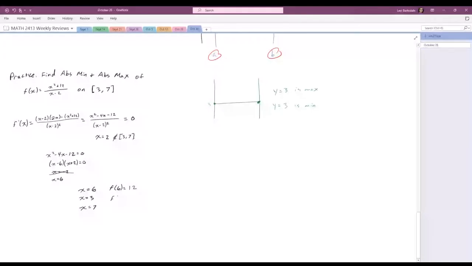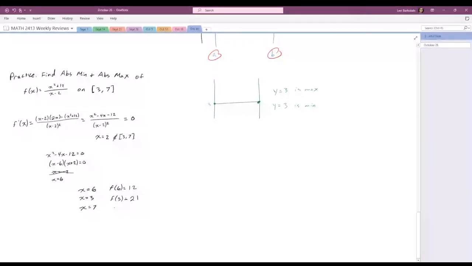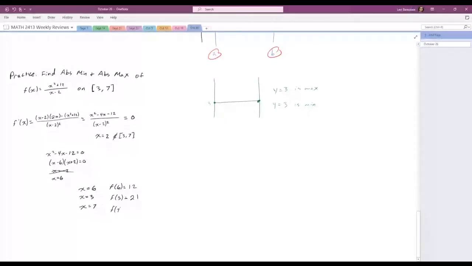Next I have f of 3. I get 3 squared is 9, plus 12 is 21, divided by 3 minus 2 is 1, so 21 over 1 is 21. And lastly, I have f of 7, which would get me 7 squared is 49, plus 12 is 61, divided by 7 minus 2 is 5. I'm just going to leave that as 61 over 5. And from here, I can take my absolute maximum, which is pretty easy.